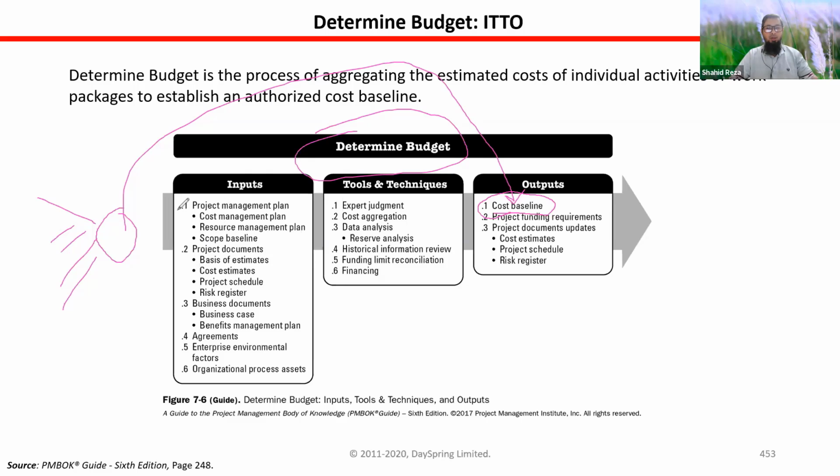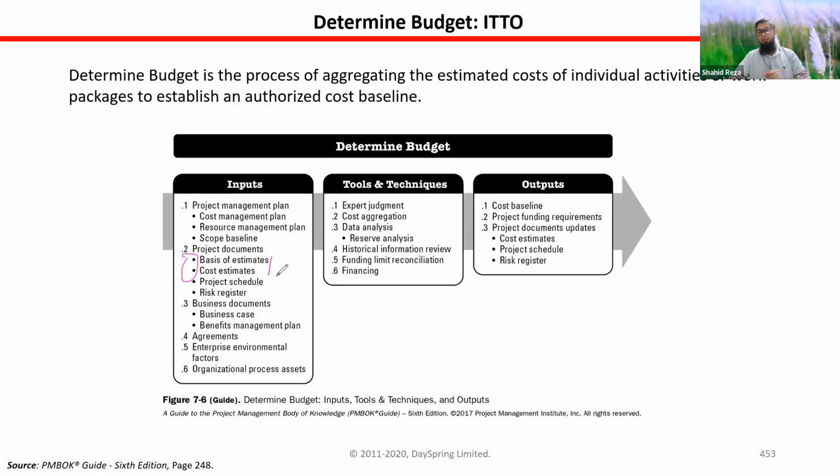So see what will be the input here. So the main inputs are these two, cost estimate for each activity and basis of estimate. So these two are the main inputs here. All right. And there are some supporting inputs also. Business case. See, business case. Because in business case and benefits management plan, there is content about the project budget. How much money do you need to complete the project?